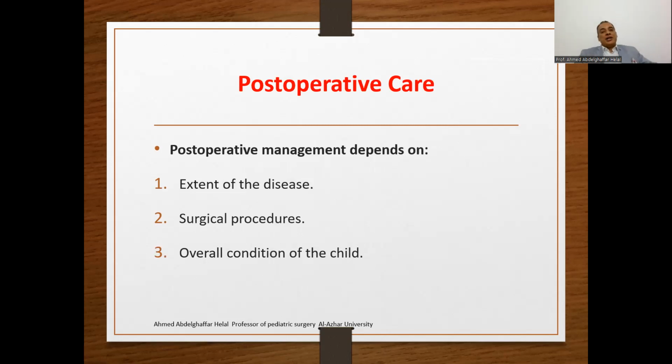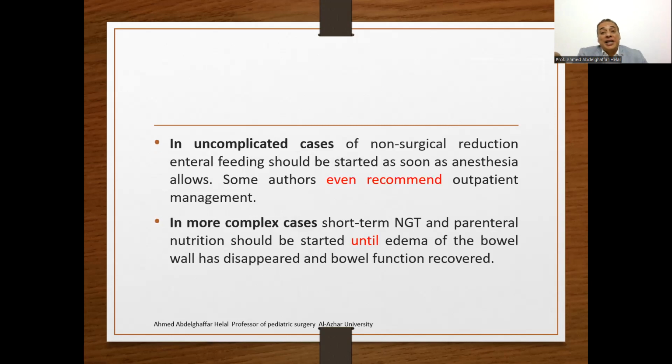Regarding post-operative care, usually post-operative management depends on the extent of the disease, the surgical procedure performed, and the overall condition of the child. In uncomplicated cases of non-surgical reduction, enteral feeding should be started as soon as anesthesia allows for it. Some authors even recommend outpatient management. On the other side, in the complex cases, short-term nasogastric tube and parenteral nutrition should be started until the edema of the bowel wall has disappeared and the bowel function recovered.